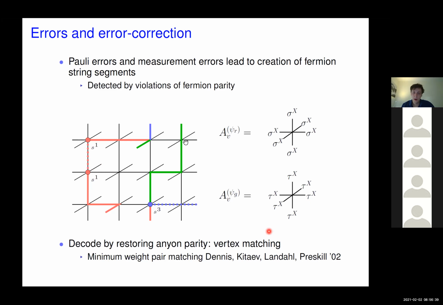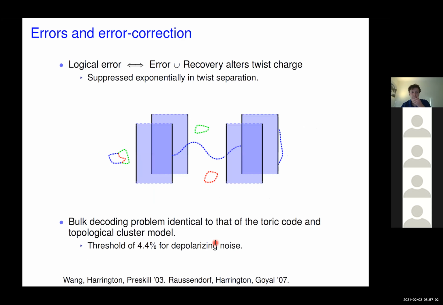And if you prefer an operator point of view, you can think of the syndromes as corresponding to the outcomes of these vertex operators displayed on the right, which should be +1. And whenever the outcomes give you a -1 outcome of these vertex operators, then you say there's a syndrome. And then to decode, we just need to come up with some recovery string configuration that restores parity. And we can make use of all of these well-studied techniques for the toric code, such as minimum weight pair matching.